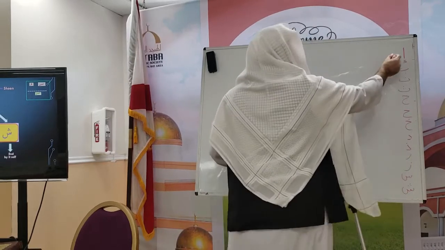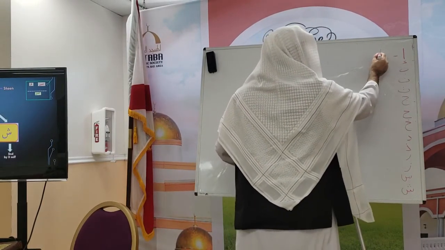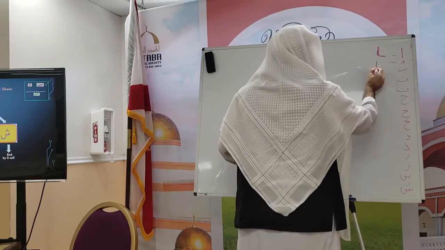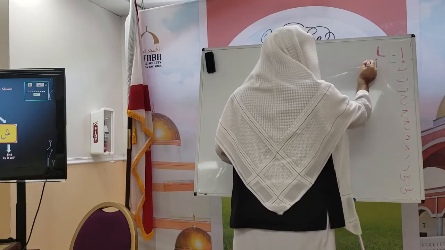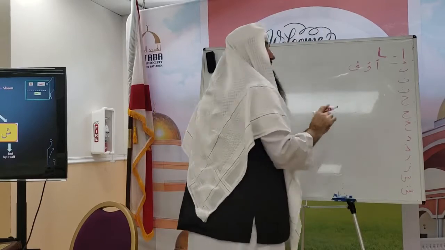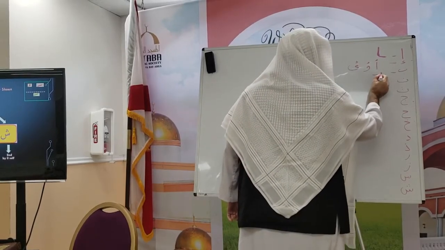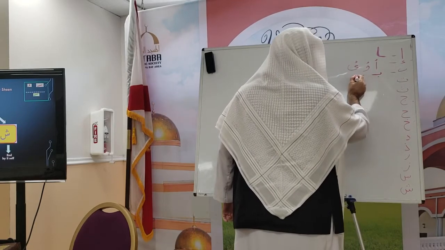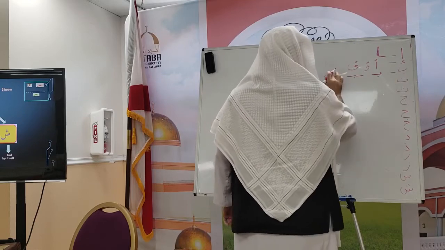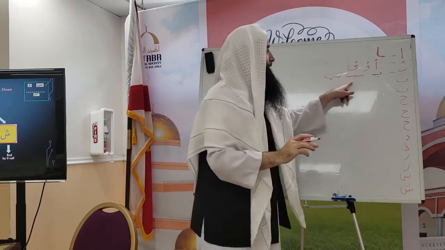So we said the alif is only connected from the right. Hamza could be on top of the alif, on top of the waw, on top of the ya. Ba has a short form in the beginning, and in the middle and the end it is connected. It connects from all sides, while the alif connects only from one side.